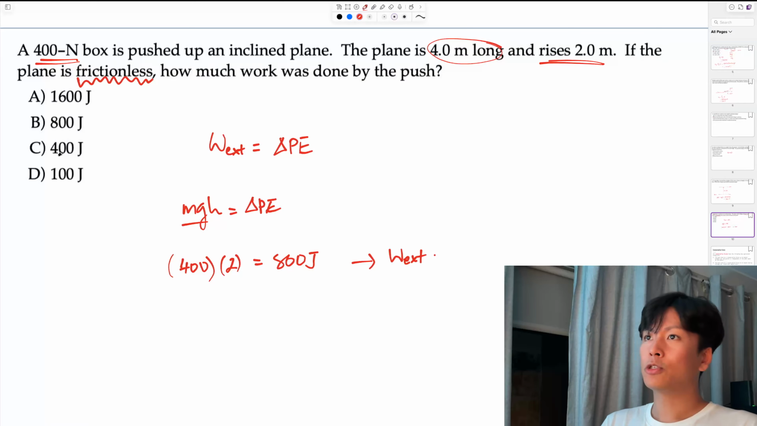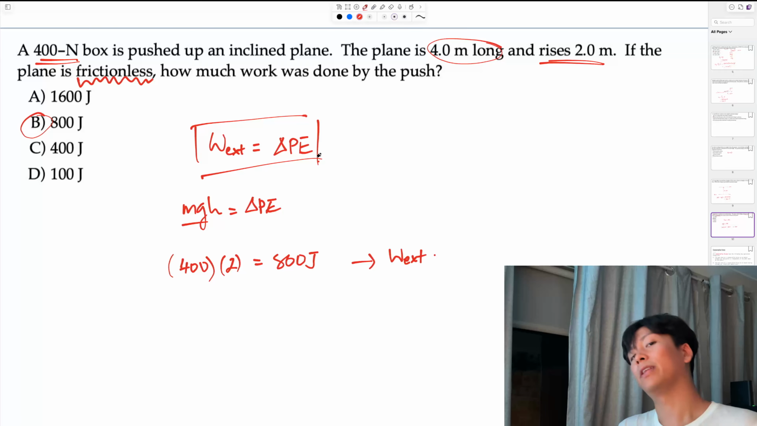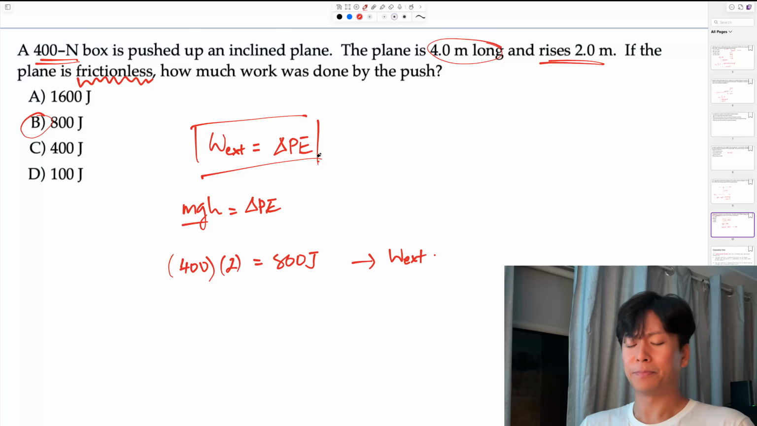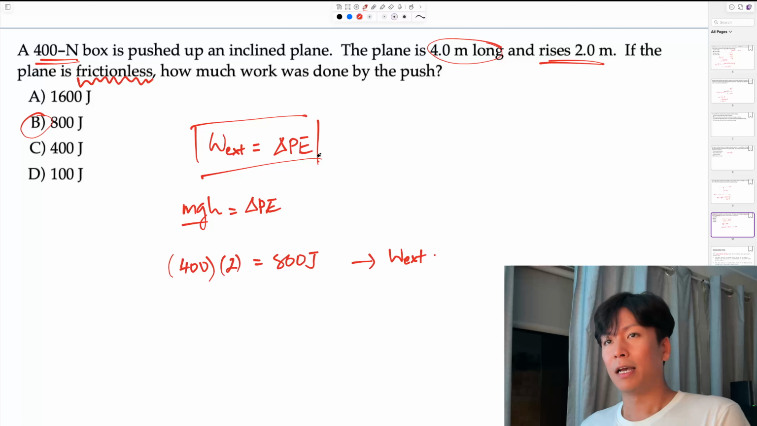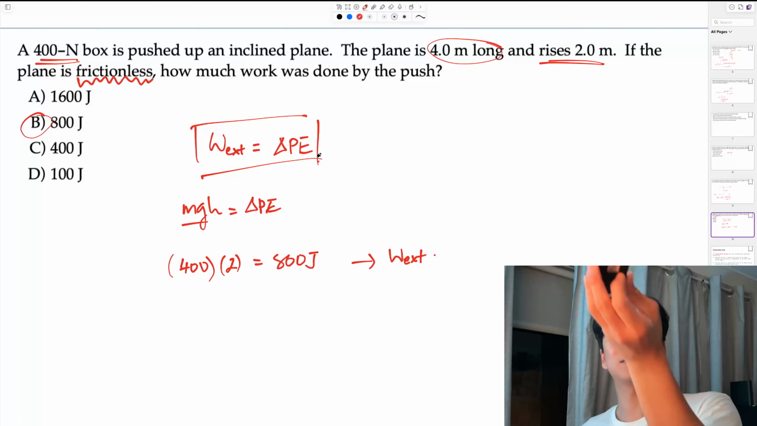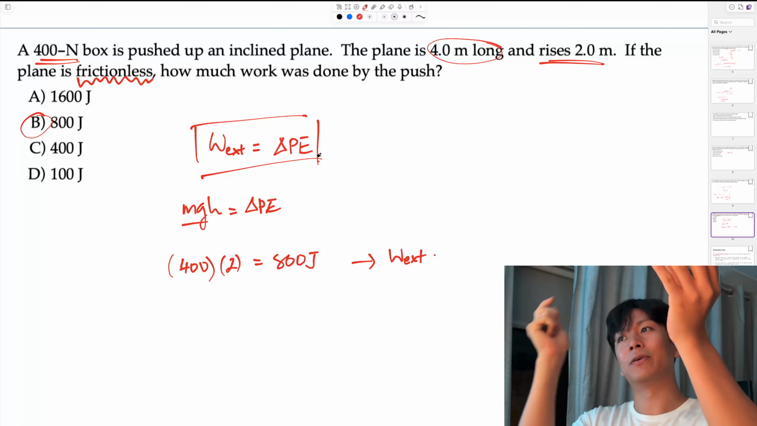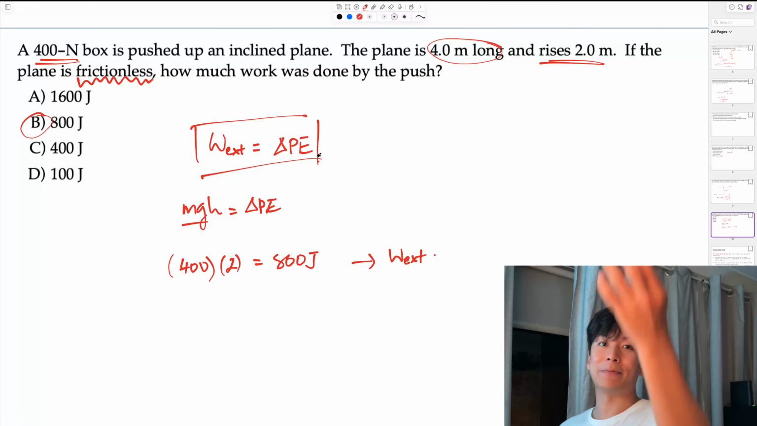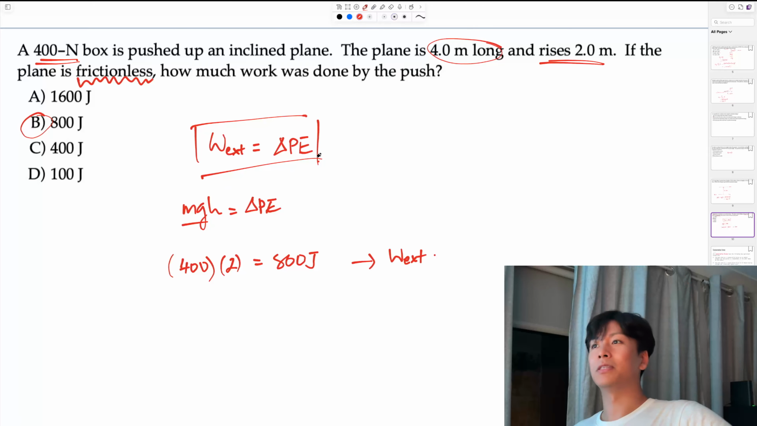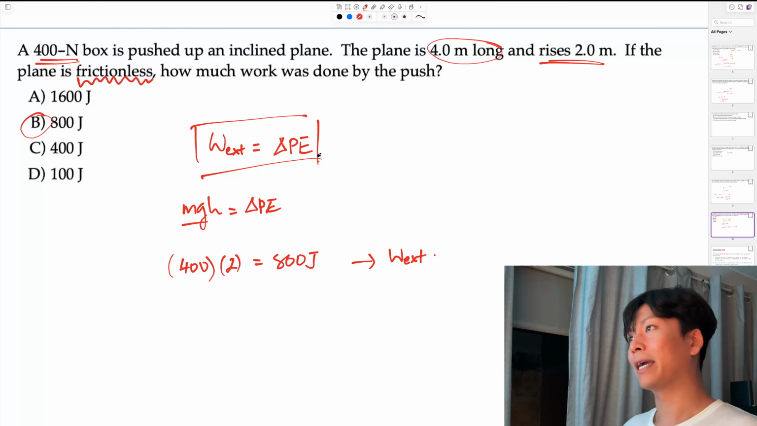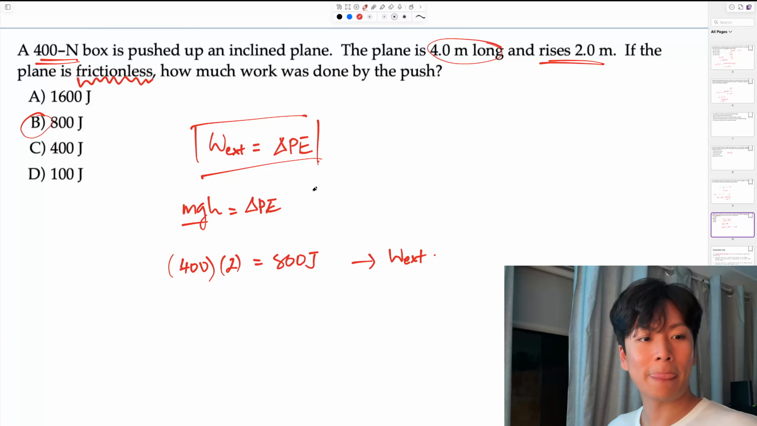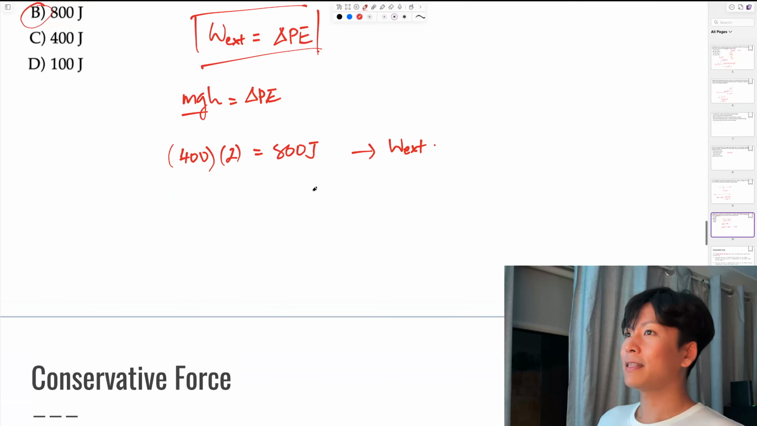If you are unsure about this, please do go and watch the video on potential energy again. The logic is that in order for me to lift up an object, an external force or external work has to be done on the object. And by doing so, I've now stored some energy inside this object, which we call potential energy. And so if I calculate my potential energy difference, then that's equivalent to the external work that was done on the object. Okay, cool. So that's the question.